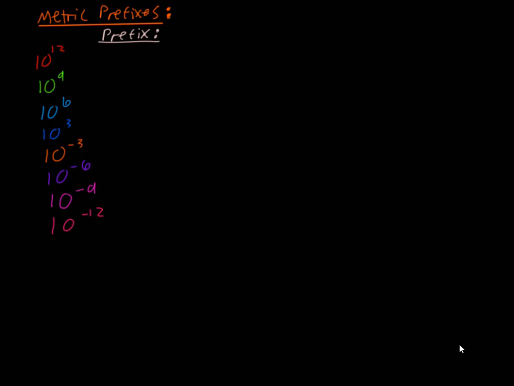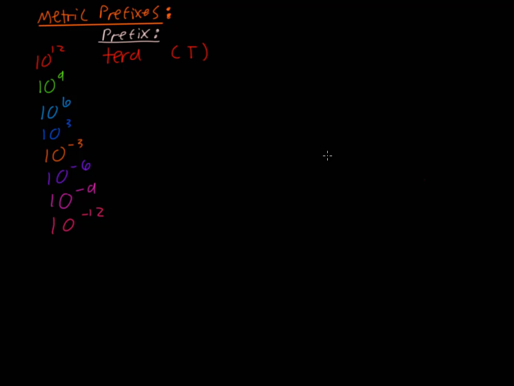So we've talked a bit about scientific notation and how useful it is for representing big or small numbers, but let's actually connect scientific notation back to the units. One way you can think about abbreviating these powers of 10 is using what we call metric prefixes. Let's give an example here for the first one. 10 to the 12th could be represented as tera, which would be represented by a capital T.